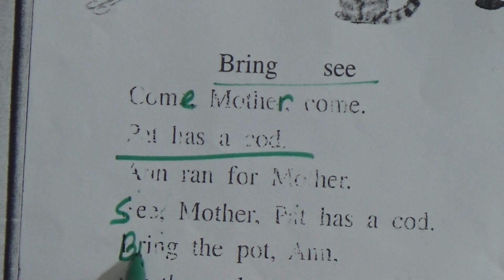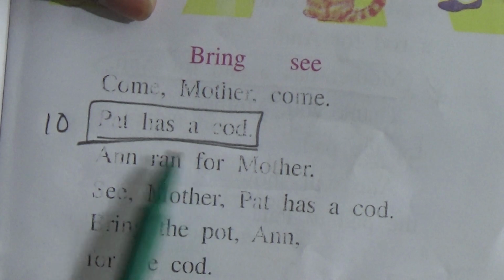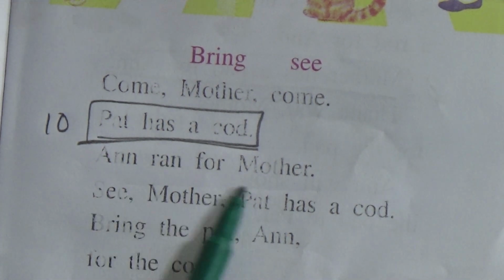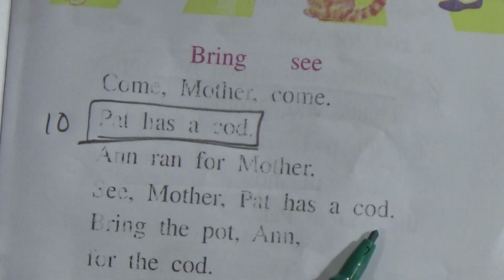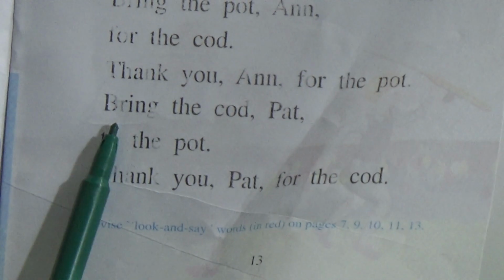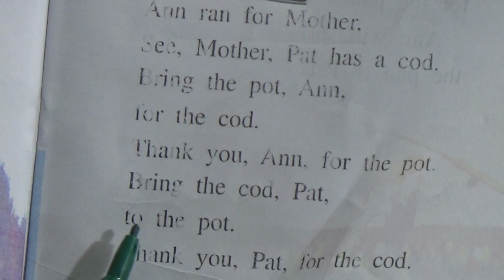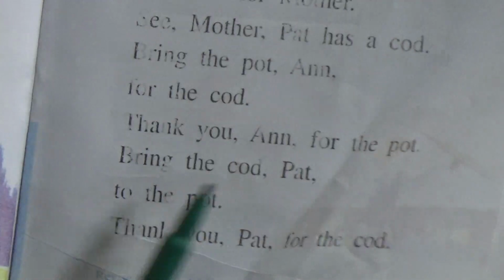I'm sorry for the printing. Bring the pot and let's read from this book. Come, Mother, come. Pet has a cod. This is very important. Who has a cod? Pet has a cod. And ran for Mother. See, Mother, Pet has a cod. Cod means sea fish. Bring the pot and for the cod. Thank you, Anne, for the pot. Bring the cod, Pet, to the pot. Thank you, Pet, for the cod.